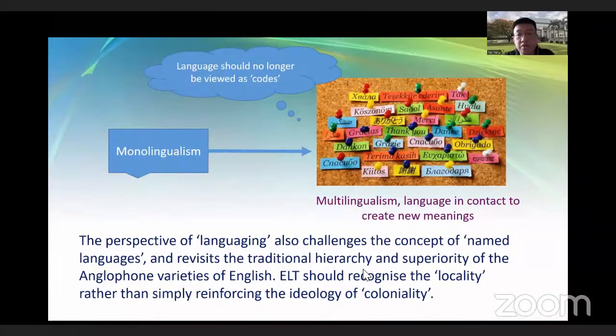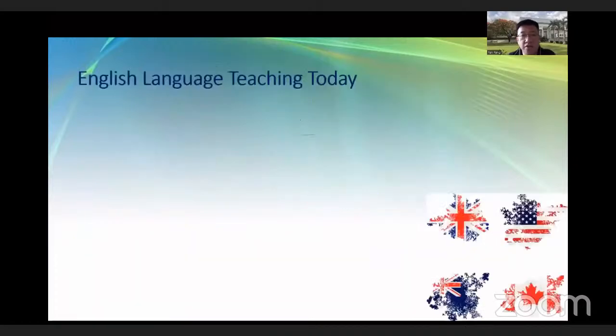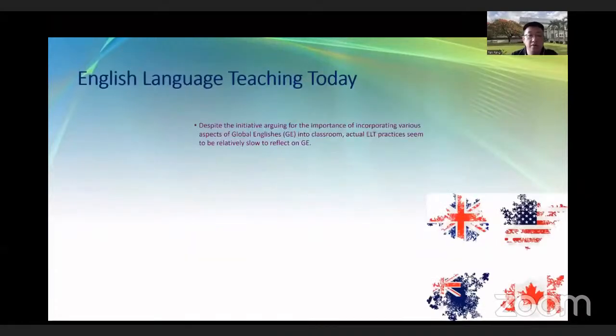So from the perspective of translanguaging, if we take the argument from Kumaravadivelu, English language teaching should recognize the locality rather than simply reinforcing the ideology of coloniality. So here, scholars of translanguaging also promote a decolonizing pedagogy in ELT.